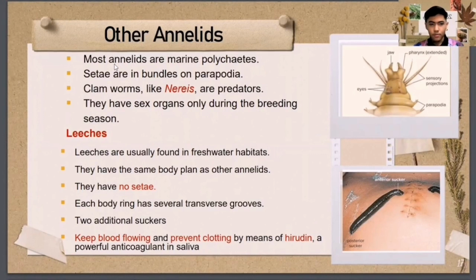Other annelids. Most annelids are marine polychaetes. Setae are in bundles on parapodia. Worms like Nereis are predators. They develop sex organs during the breeding season.